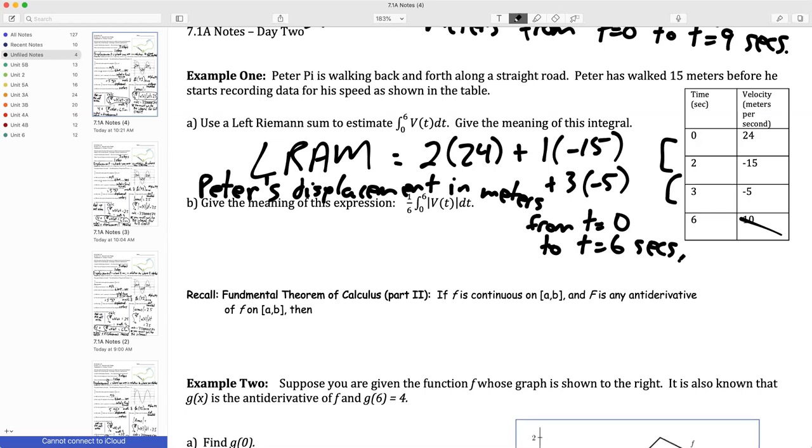Part B. Give the meaning of this expression. 1 over 6 times the integral from 0 to 6 of the absolute value of v of t. It is not total distance. The average. That is a noble try. Average. The answer to give the meaning, he says total distance. It's a 6.